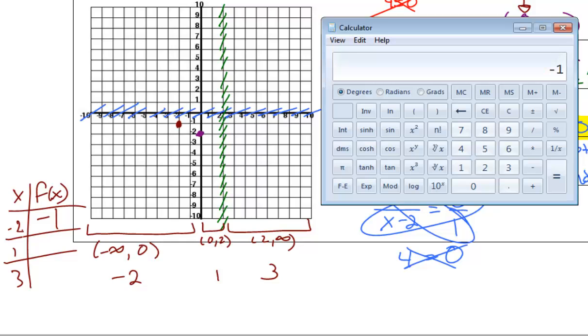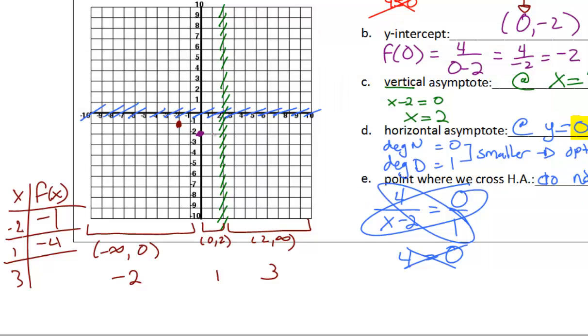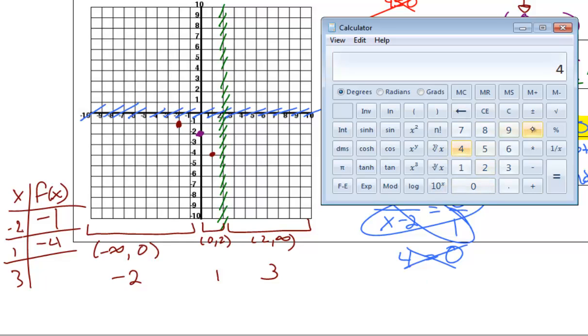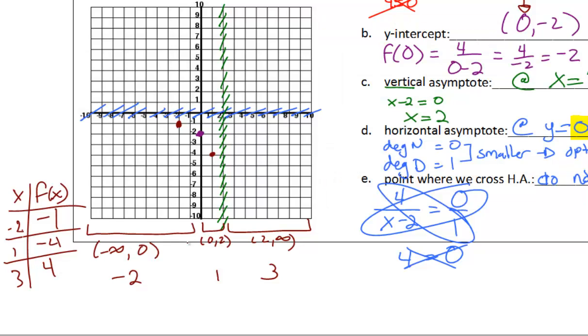What about 1? Same thing, plug it into the calculator. 4 divided by, open parentheses, 1 minus 2. When I hit enter, I get negative 4. So I have the point (1, -4) right there. What about 3? Again, grab the calculator. 4 divided by, instead of x, I'm going to write 3. 3 minus 2. I hit enter and I end up with 4. So when x is 3, f of x is equal to 4 right there. Those are all the points that I need to graph this.